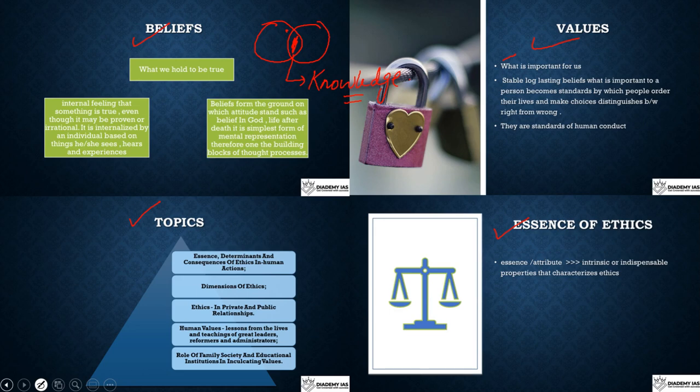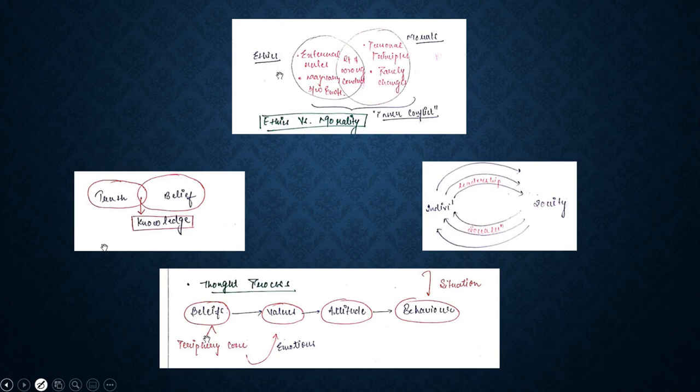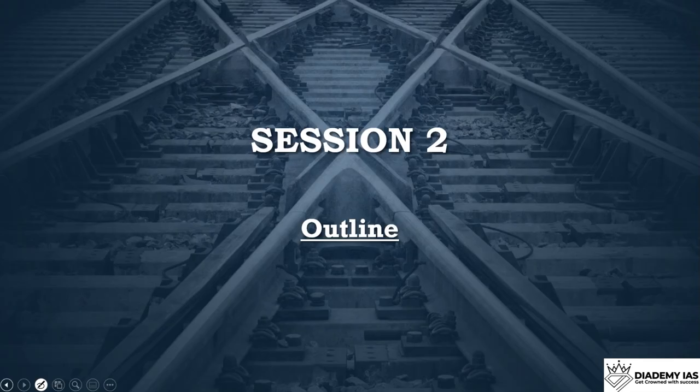All right. This is something sort of a bonus for you guys, as we promised that we are going to share some handwritten or handmade diagrams. So these are the diagrams from the first lecture, ethics versus morality. Then this diagram I just discussed, what is knowledge, then how the individual affects the society and how society affects the individual. Then here we can see the thought process, right? Beliefs turning into values, into attitude, into behavior. All right, let's move forward.